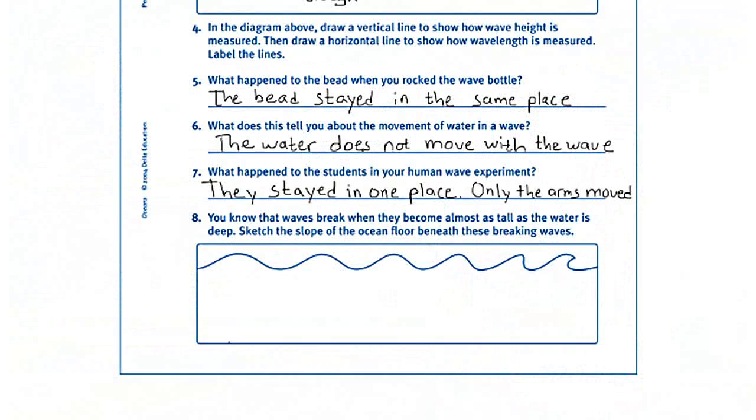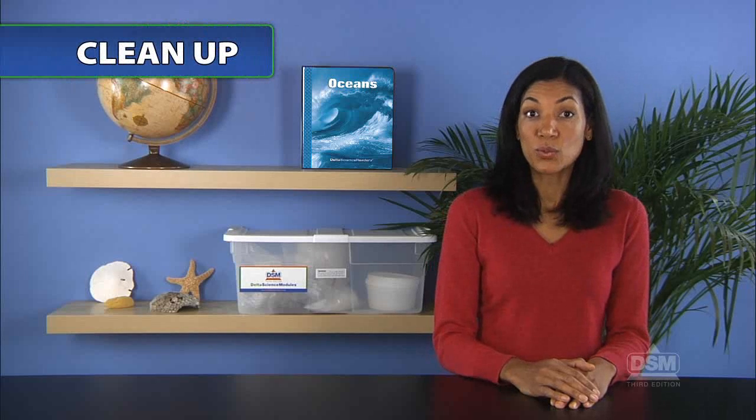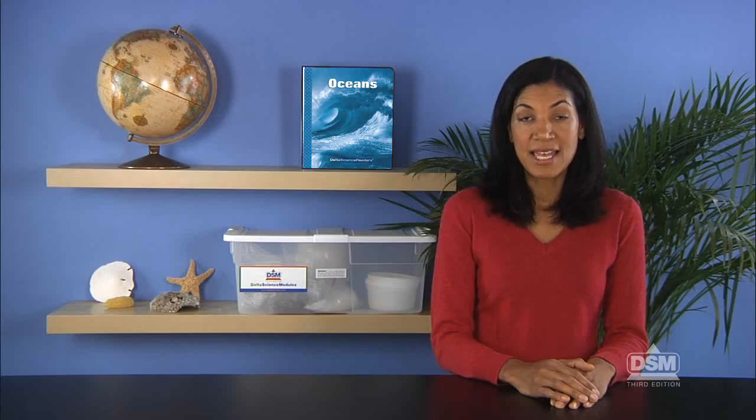Instruct students to use their rulers to help them complete the diagram at the bottom of the activity sheet. Finally, let students know that in the next activity, they are going to learn about another way in which ocean water moves, in currents. To conclude the activity, rinse and dry the paint trays and return them along with the food coloring and oil to the kit. Leave the wave bottle out on display.